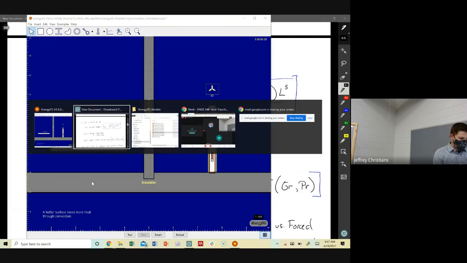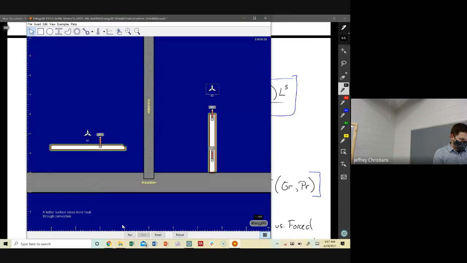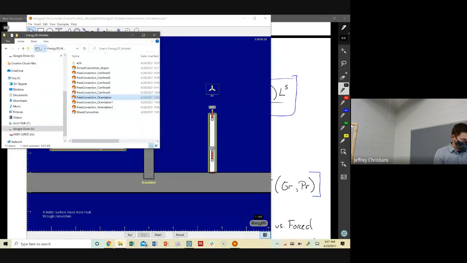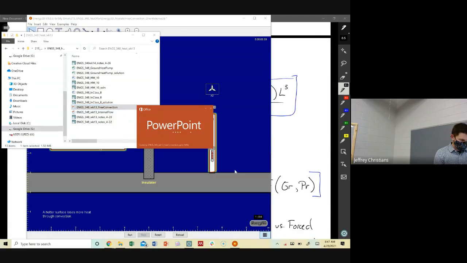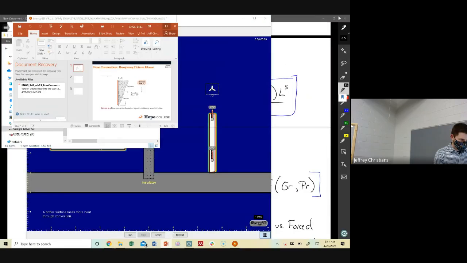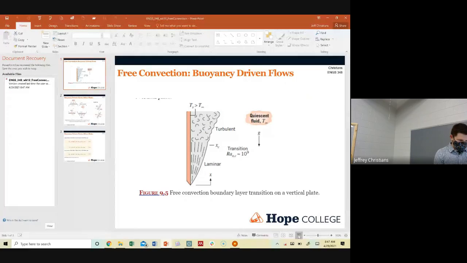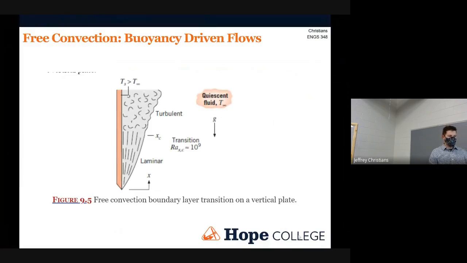So again, let's look at what we think the physics is going to be. In those cases, let me pull up a few slides. Okay, so for a flat plate, we expect it to look something like this. This boundary layer should be growing from the bottom. Eventually it would turn turbulent. We can figure out exactly where that would be.